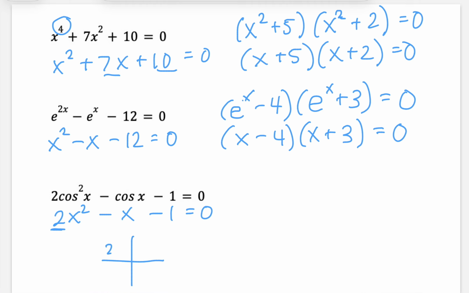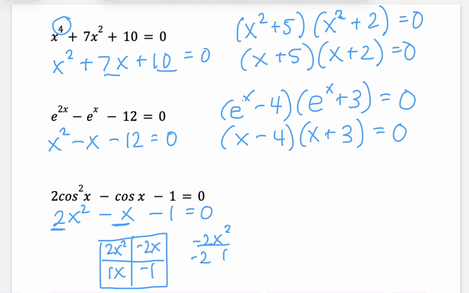We can put our 2x squared and our negative 1, and we can say, okay, what multiplies to negative 2x squared and adds to our middle term of negative 1? That would have to be negative 2x and positive 1x. So we're going to put negative 2x, positive 1x, and then we're finding the greatest common factor in each row and column.